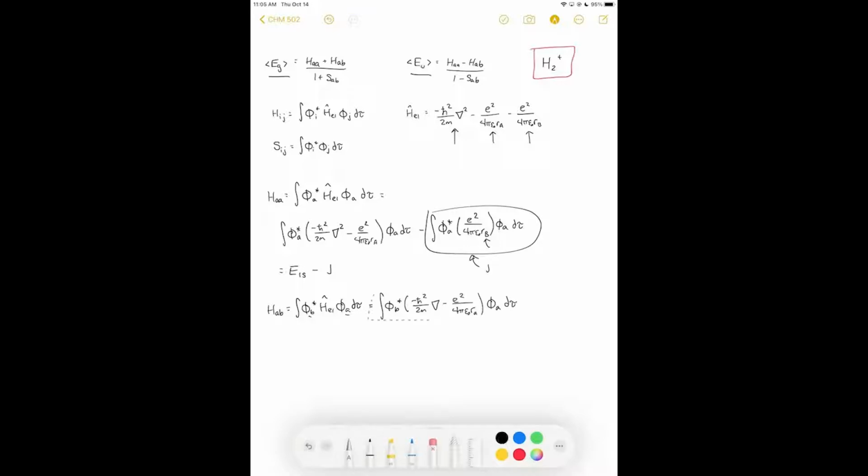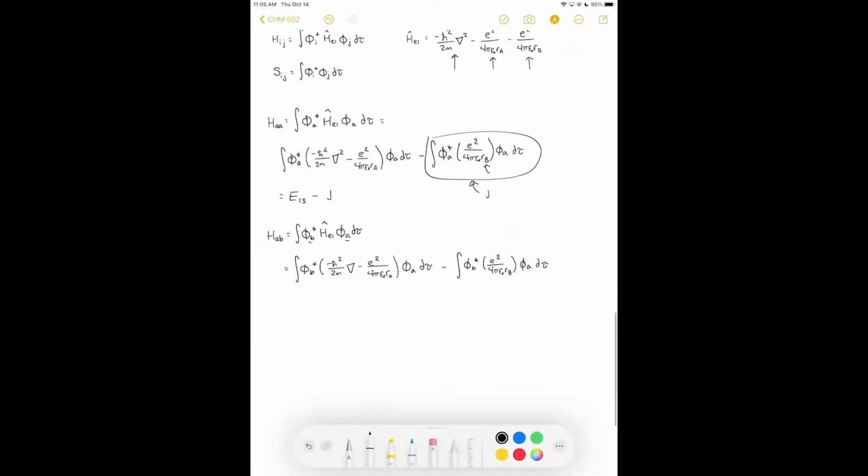And I'll bring this down again to the bottom, so they're all in the same row. And then we have this other integral that's equal to phi B star e squared over 4 pi epsilon naught RB times phi A. Now, what can I do with this?